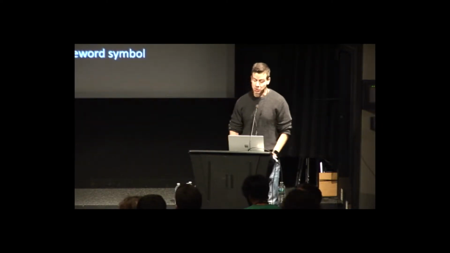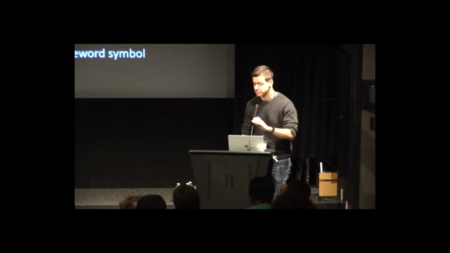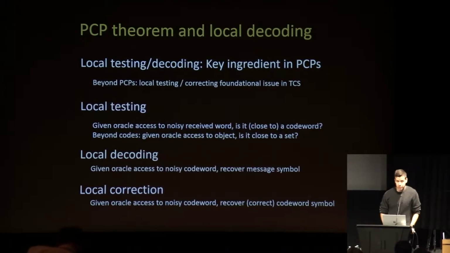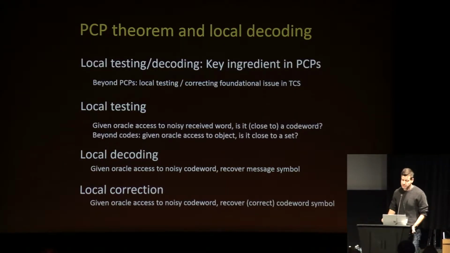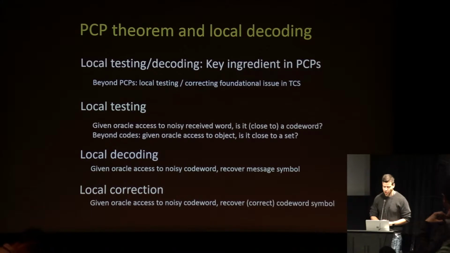So this session is about coding and testing and various aspects of these problems. And I think testing and coding, especially local testing and coding, came to prominence as a key ingredient in the proof of the PCP theorem. And since then, maybe also before then, testing and correcting objects locally, given only local access, really is a foundational issue in theoretical computer science. And we have 4 papers in this session talking about various aspects of testing, decoding, correcting, both motivated directly by the PCP theorem and also more broadly about testing objects.